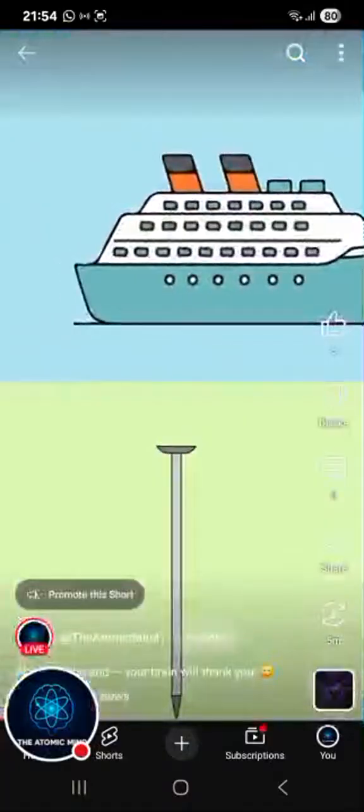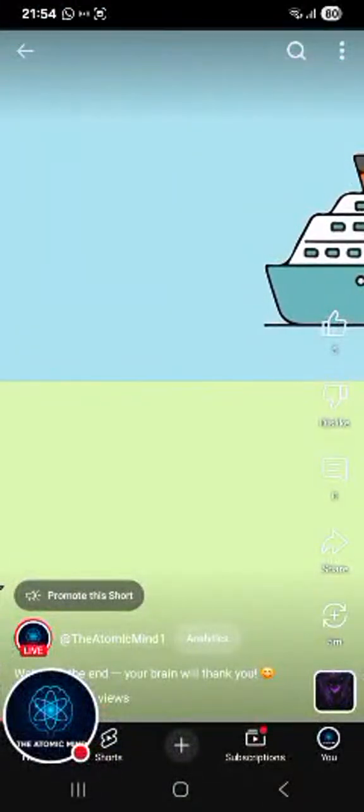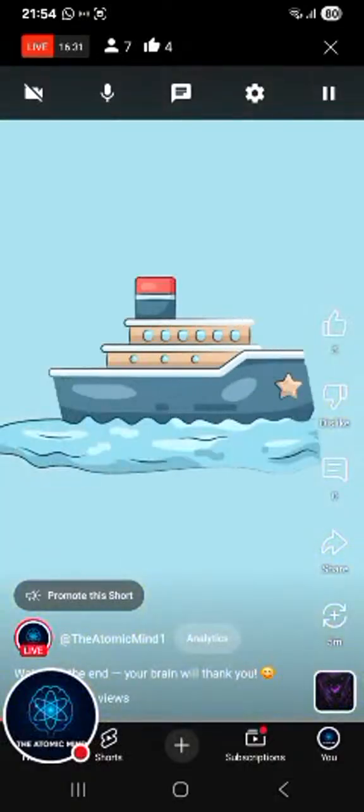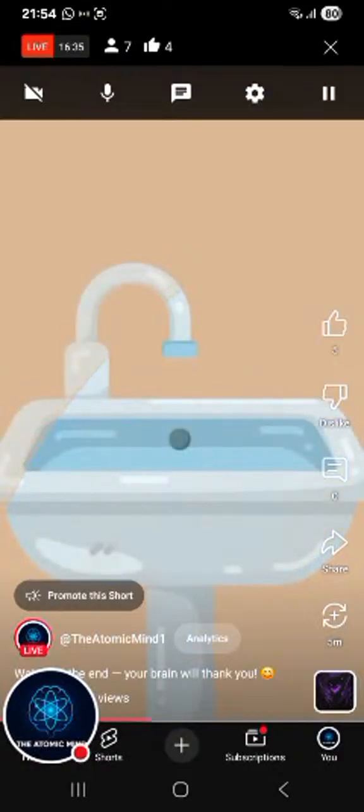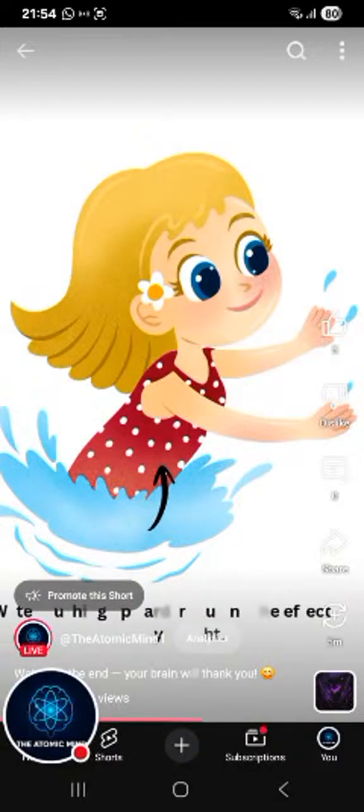Why does a big iron ship float while a small iron nail sinks? The ship is hollow and displaces a lot of water, producing a large upward force. The nail displaces less water and gets a smaller upward force. That's why it sinks. Why do we feel lighter in water? Because water pushes upward with a buoyant force, reducing the effect of our weight.